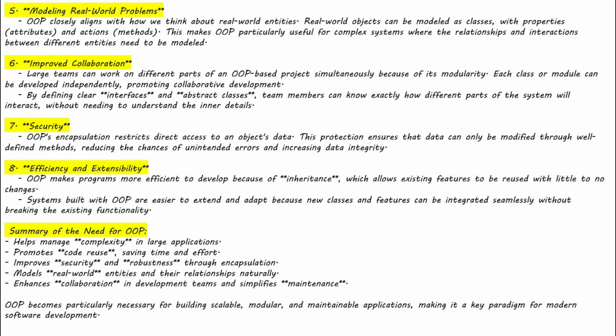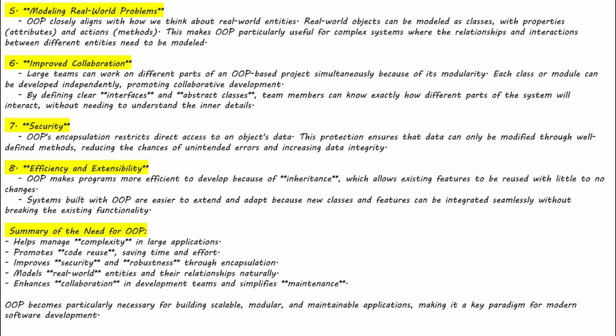Now there are some other important edges of object-oriented programming over the procedural languages, such as modeling real-world problems. OOP closely aligns with how we think about real-world entities. Real-world objects can be modeled as classes with properties and actions. This makes object-oriented programming particularly useful for complex systems where the relationships and interactions between the different entities need to be modeled. Coming up, improved collaboration.